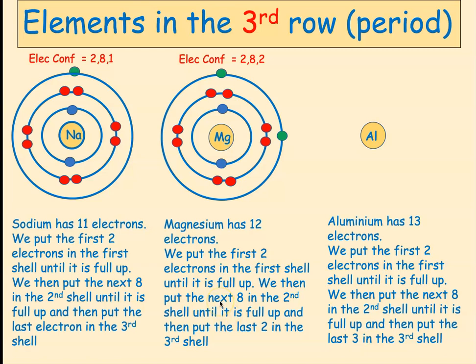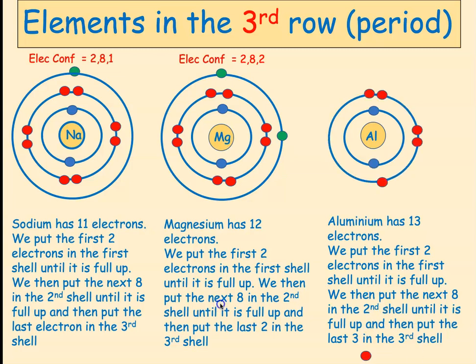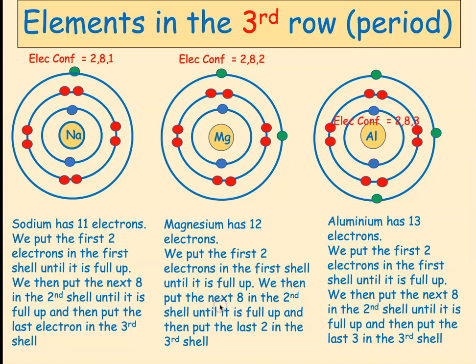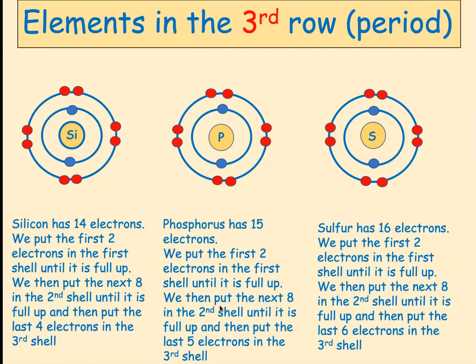Okay, aluminium, again, 13 electrons, 2 in the inner shell, 8 on the outer shell there. Make another shell because we've got 3 more to fit on. 1, 2, 3. Hopefully you can see a pattern emerging. And the electronic configuration: 2, 8, 3.